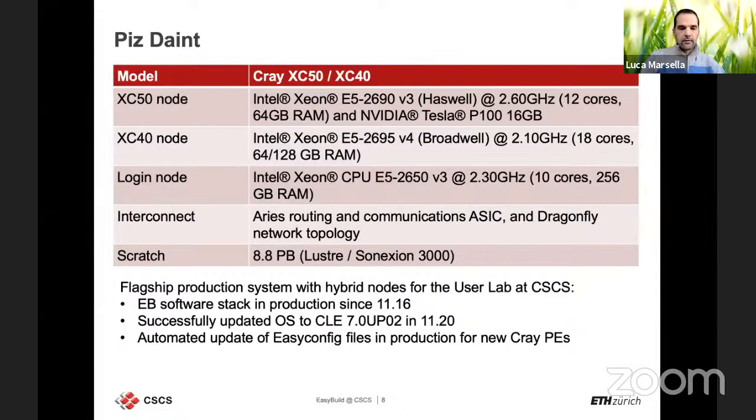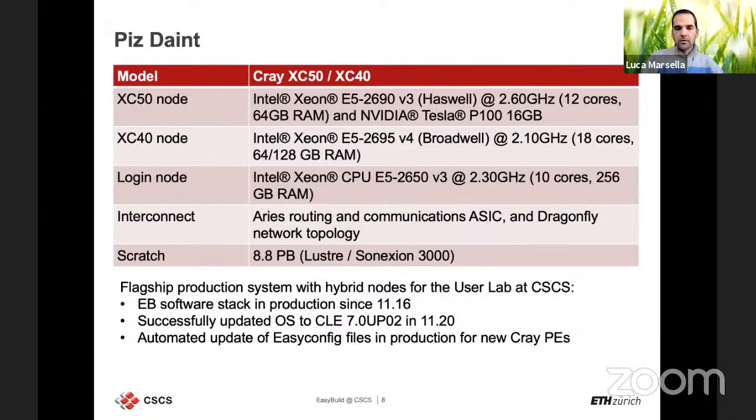Now, Piz Daint, the flagship system, as I mentioned, is a Cray XC system with two partitions, XC50 and XC40, with Intel Haswell and Broadwell respectively, and the XC50 partition also holds a GPU per node, a Pascal GPU per node.